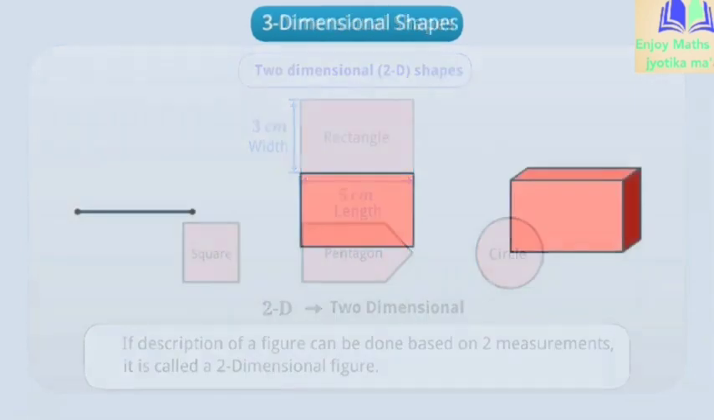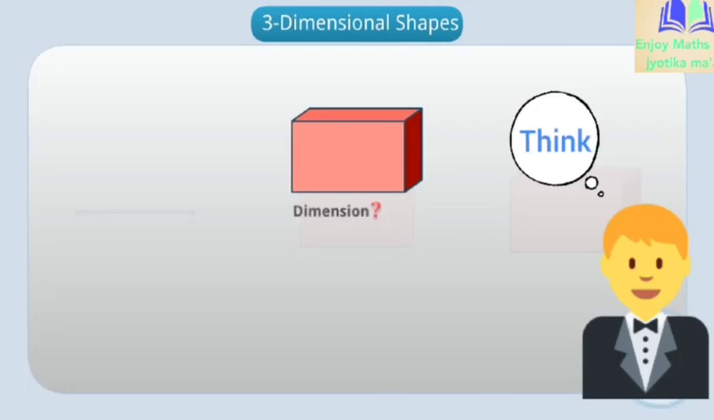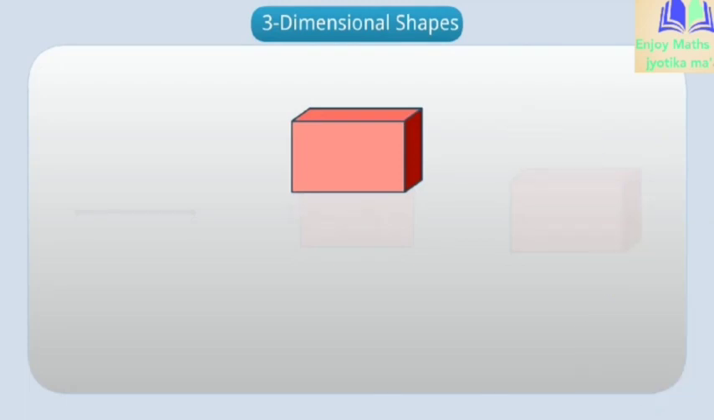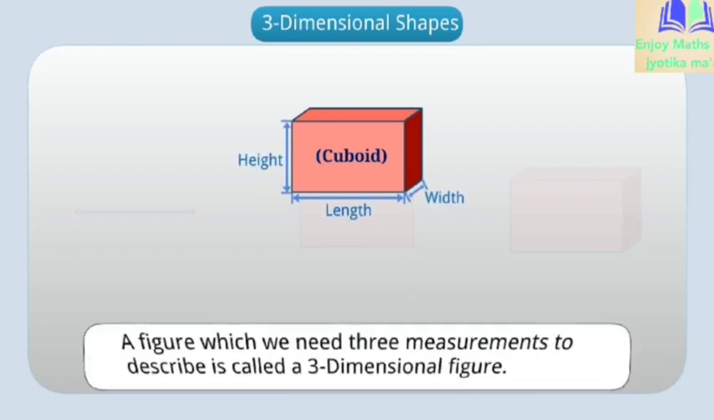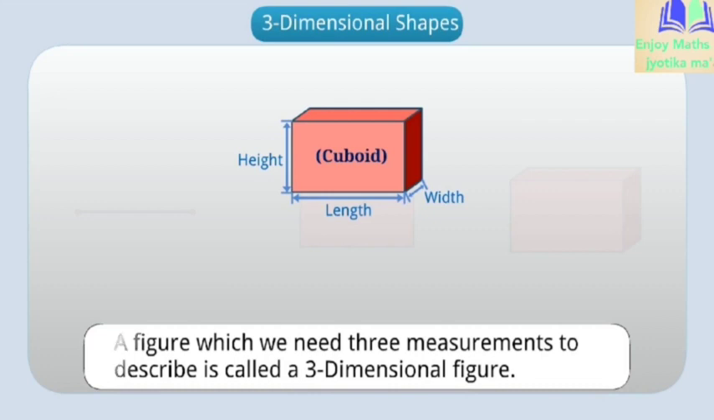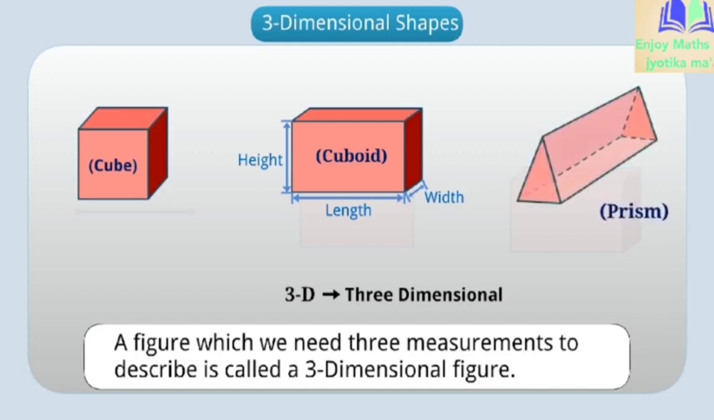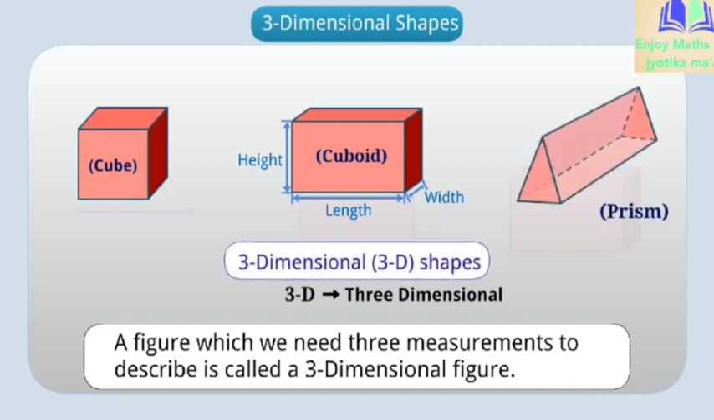So can you now tell how many measurements are necessary to describe the third shape? Think. Absolutely right. Third shape is a cuboid. To describe it, we need to tell the measure of its length, height as well as width. A figure in which we need three measurements to describe is called a three-dimensional figure. In short, we write 3D for three-dimensional. Generally, all solid shapes such as cube, cuboid, prism, etc. are three-dimensional or 3D shapes. Let's know about three-dimensional or 3D shapes.